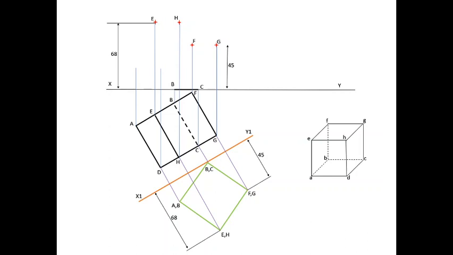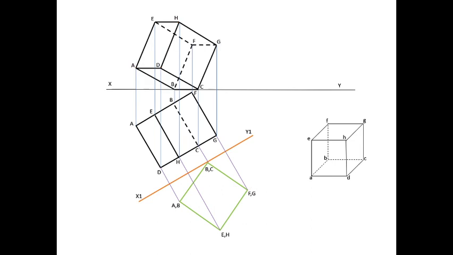Once we have our points found from our auxiliary elevation in the elevation view, we can join those points up to complete our elevation view. It's critical that we annotate following from the thumbnail sketch we completed earlier.